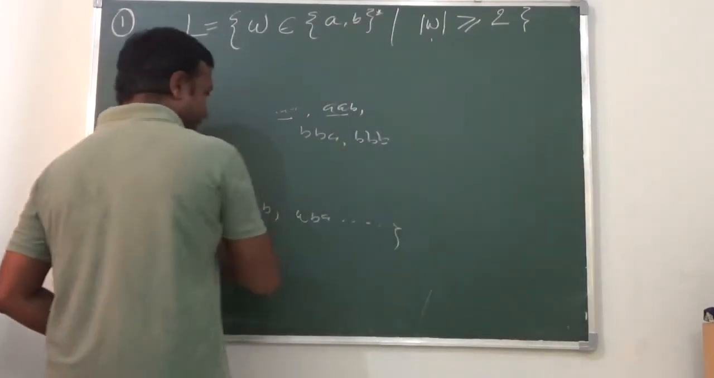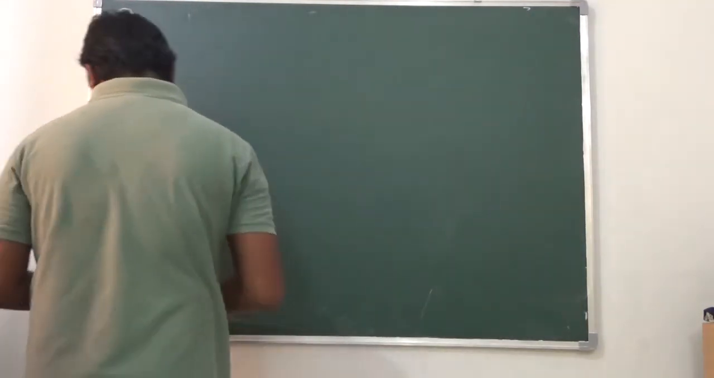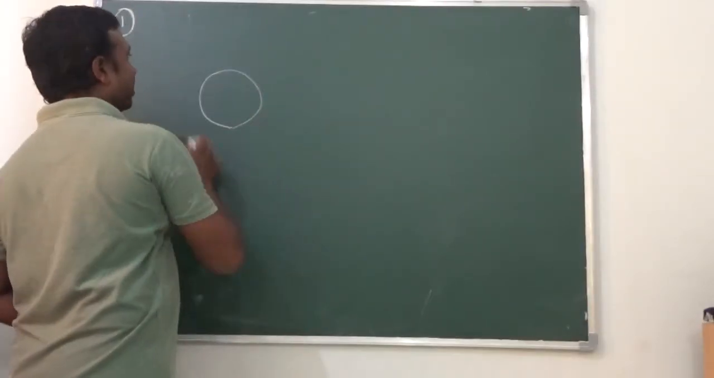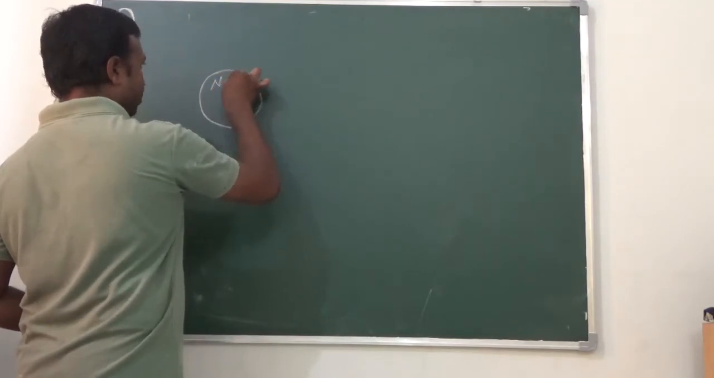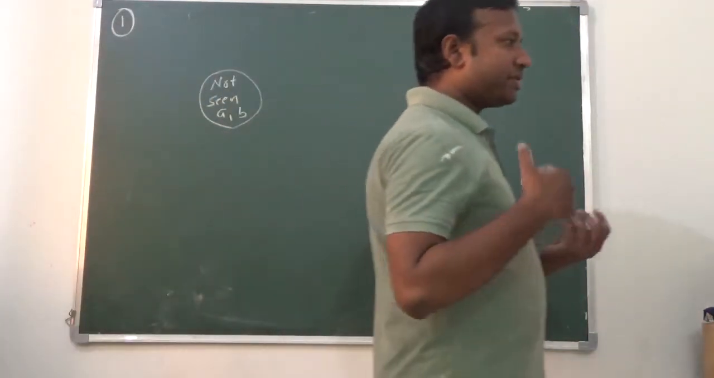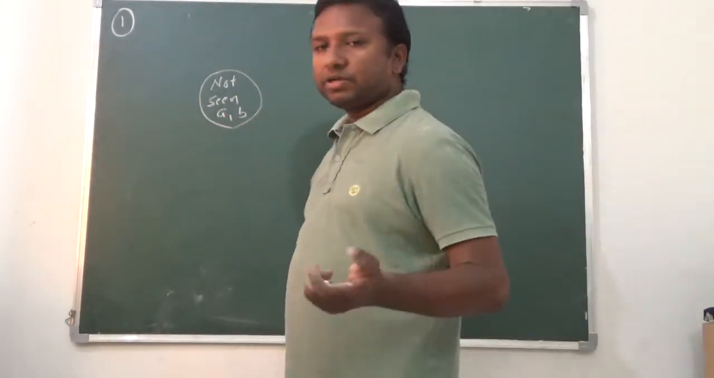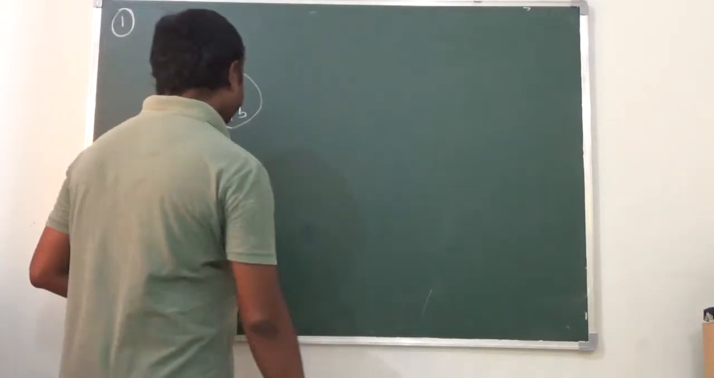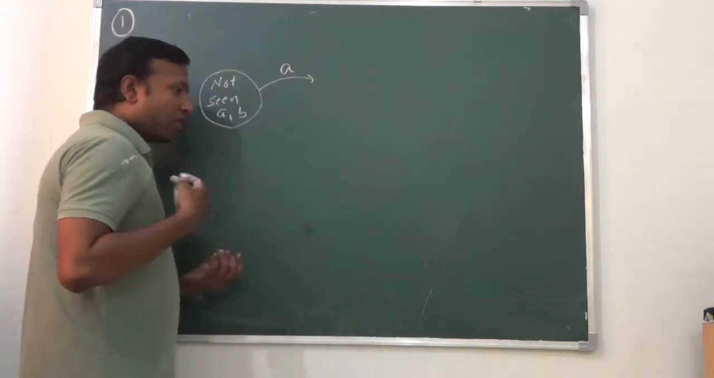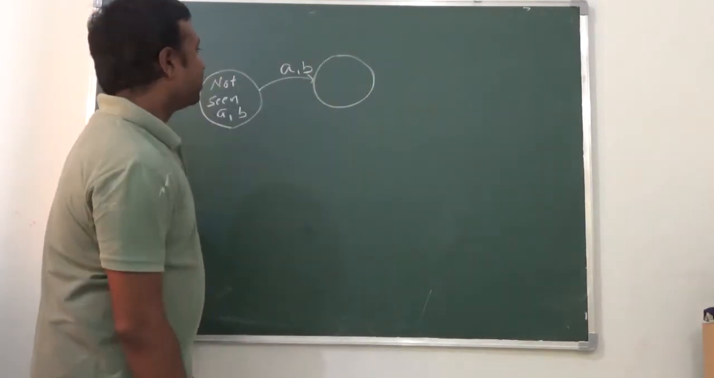How to design the model for this language? As usual, I have the first state, not seen A or B. If I am starting my machine, I didn't see anything, so that is what I have not seen A or B, right? Now if I am getting A, or possibly if I am getting a B, then I am moving to another state.